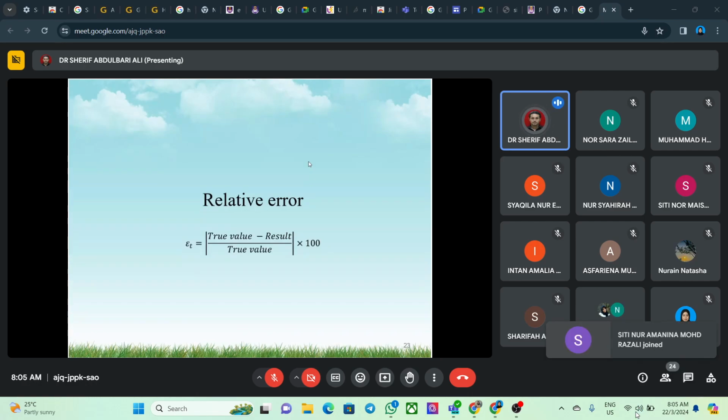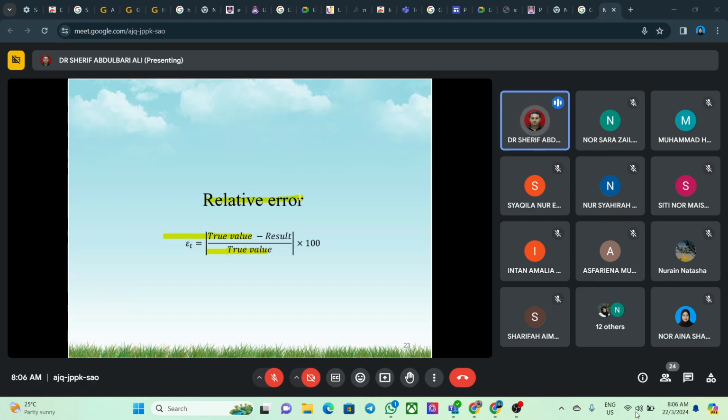Remember that in the previous class we were talking about the relative error, and there's also another error we call the approximate error. If you are going to talk about the relative error, you need to have the true value. So the true value is going to be provided, and if you have the true value, you can calculate the relative error.